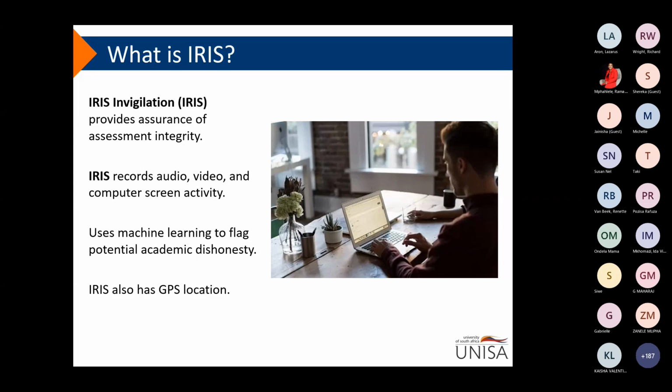I understand that your assessments are open book, so we will take that into consideration. It's just important to note that even though IRIS uses machine learning to flag dishonesty, it is a person that ultimately decides whether you were cheating or not. So we don't rely on what IRIS tells us or on what the system tells us.